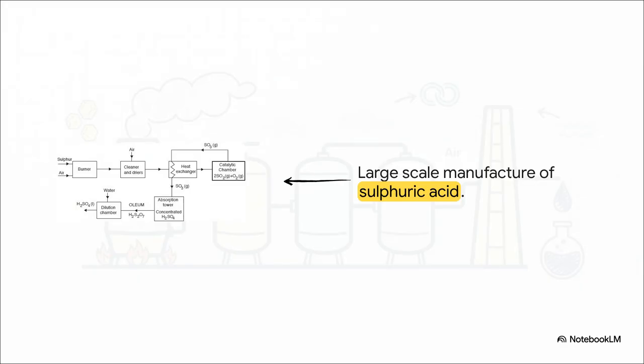Okay, let's dive into this. This flowchart you're seeing, it's our definitive map for the contact process. It beautifully illustrates the large-scale manufacture of sulfuric acid. You can see the raw materials coming in on the left and pure concentrated sulfuric acid flowing out on the bottom right. We're going to break this complex schematic down step by step so you can see exactly how the chemistry flows from one chamber to the next.